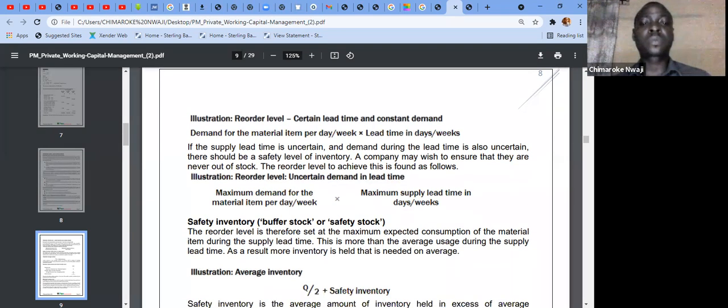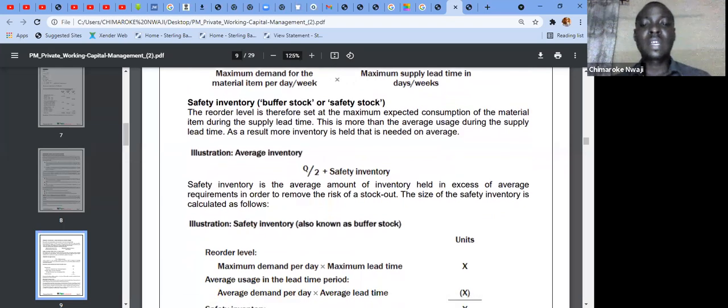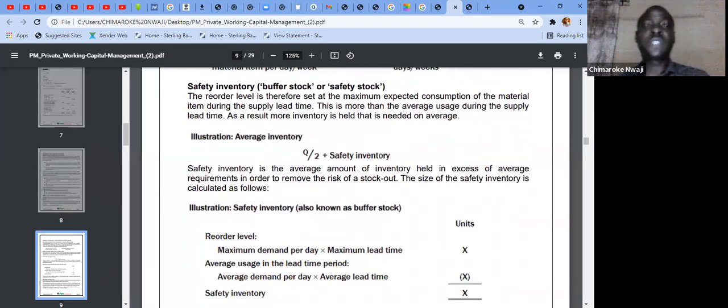So let's look at safety inventory, which we call buffer stock or safety stock. The reorder level is set at maximum expected consumption of the material during the maximum lead time.